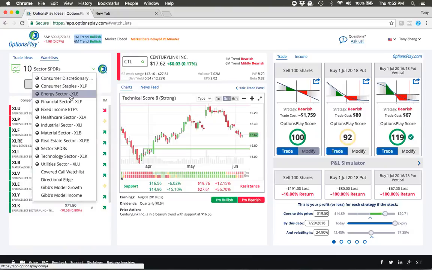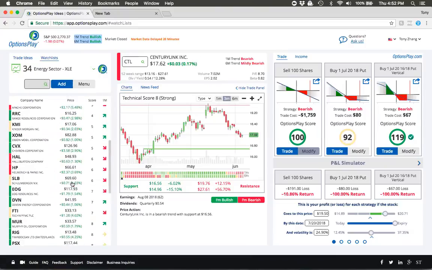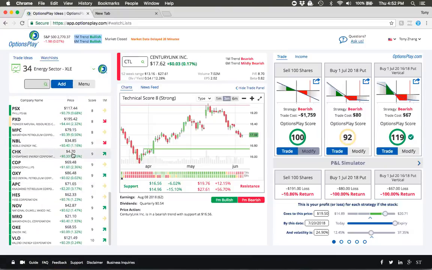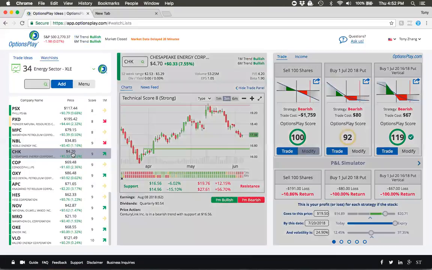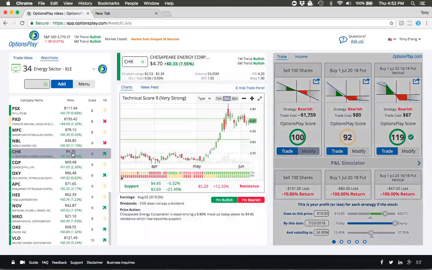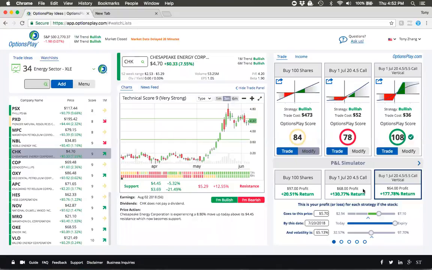So if I want to look at some energy stocks, then I'll look at energy stocks and try to find the stocks with the high scores and the green arrows, because these are strong stocks still continuing to trend higher. This is how you will be able to gain a directional edge and find the highest probability setups using our platform.